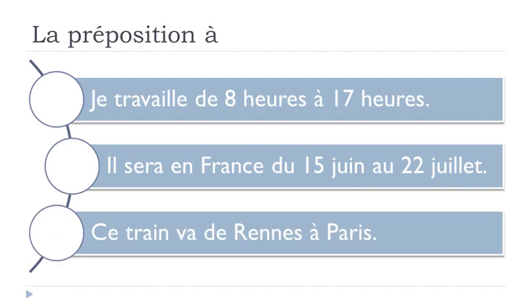And the last example that we can have, ce train, this train, okay, va, so goes, de Rennes à Paris. Okay, and in that case, we just put the name of the towns, okay, de Rennes à Paris. But then in that case, the concept is this to, okay, but then it is combined with de, and then remember de with the articles, and it will change, so in that case it would be du. All right?